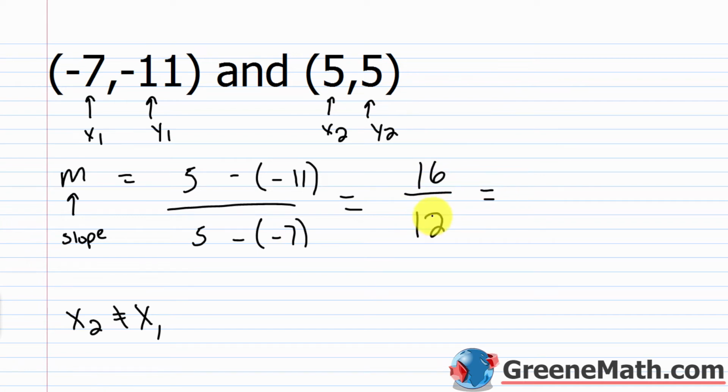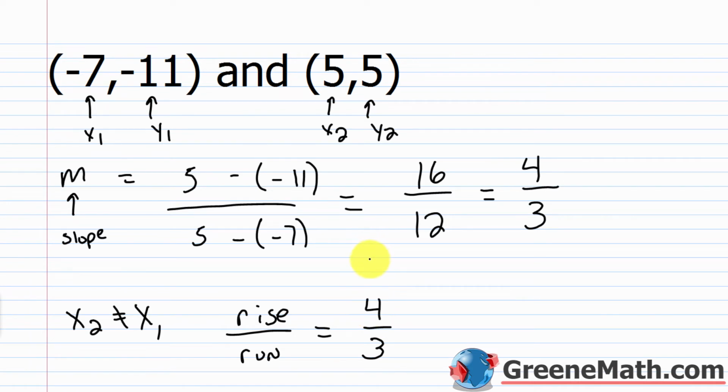Now, we can reduce this. Both are divisible by 4. 16 divided by 4 is 4. 12 divided by 4 is 3. So we get 4 over 3 here. Now, we think about this in terms of, again, rise over run. So rise over run is equal to 4 over 3. That means that if I'm at a given point on a line, I can rise 4 units, or go up 4 units, and then run 3. So go to the right 3 and I'll end up at another point on that line.